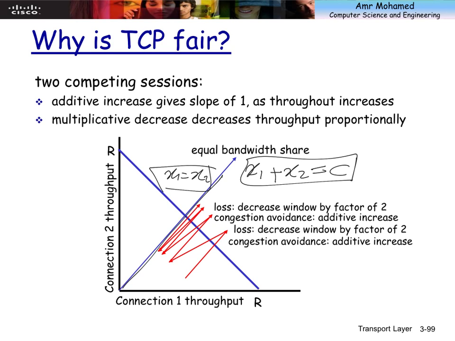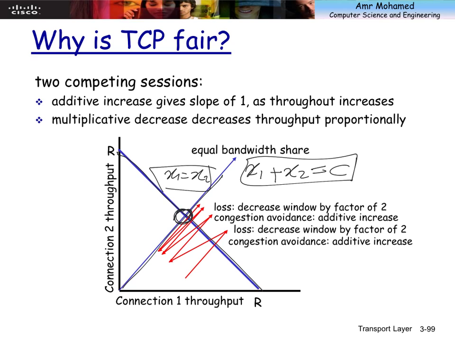Okay, and this one is x1 plus x2 equals the capacity. The capacity of the link, yes, which is this one. So we would love to be close to this point, basically. This is the ideal. The ideal is that we have x1 equals x2, and it's close to the fact that x1 is C over 2 and x2 is C over 2. So we would like to be very close to this connection.